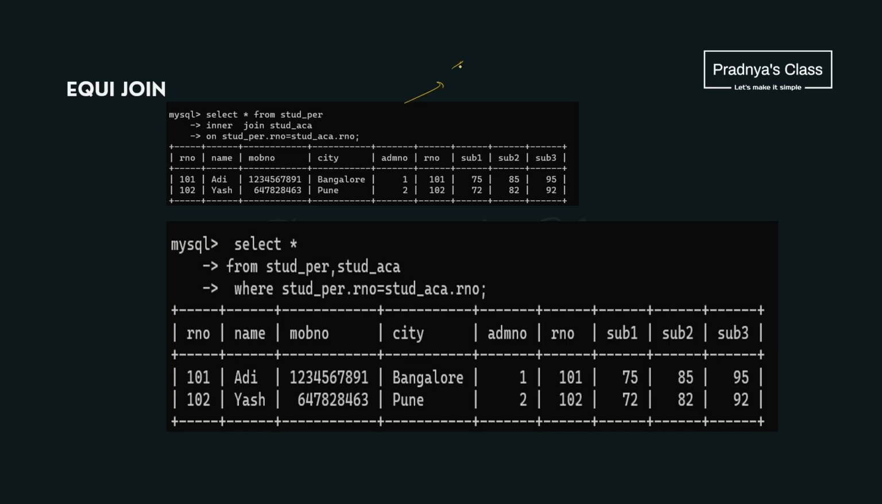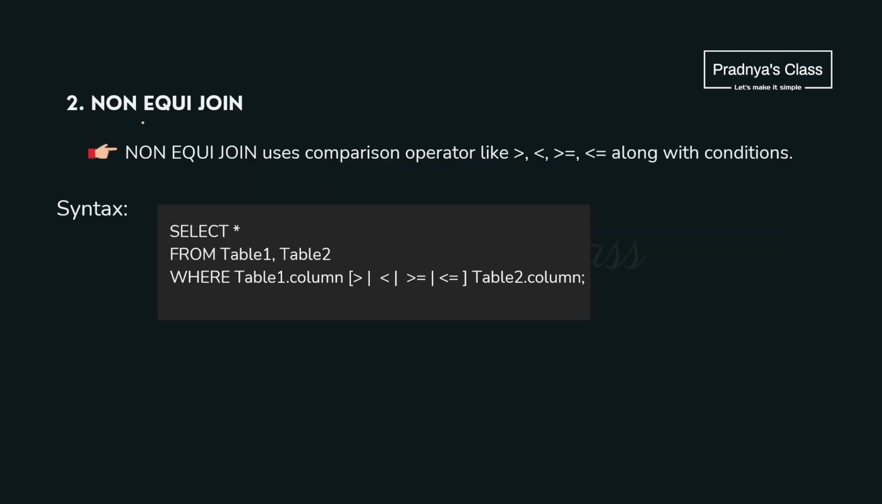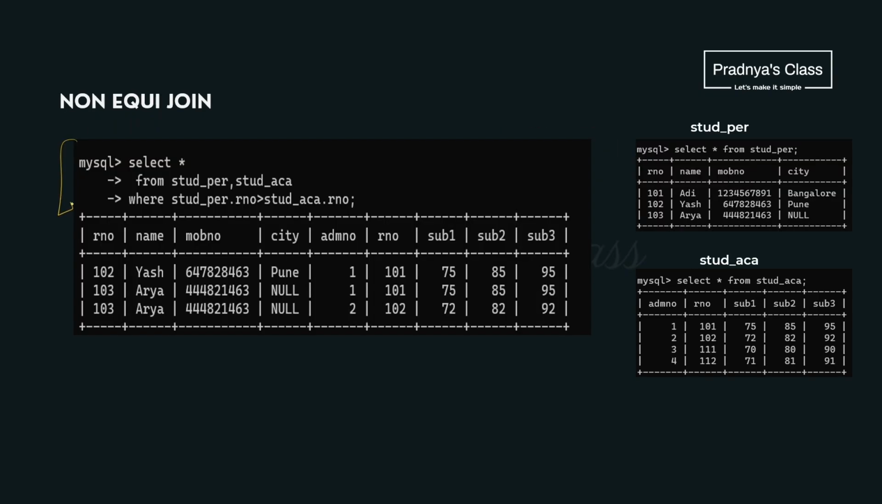So this is how we write the inner join, but in case of equijoin, we write the query like this. Look at the output, records are exactly the same. So from equijoin, it is understood that we are comparing the two common columns and we are using this comparison operator equal to. Whereas in case of non-equijoin, we are using these relational operators. This is how the query will look like.